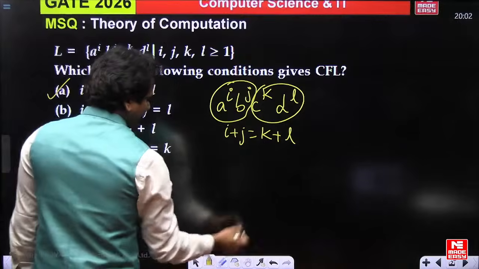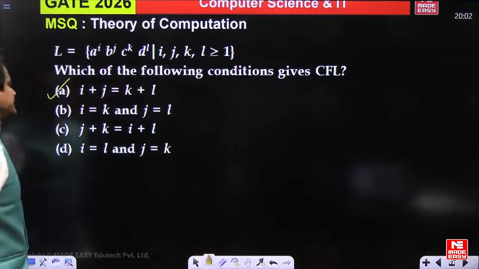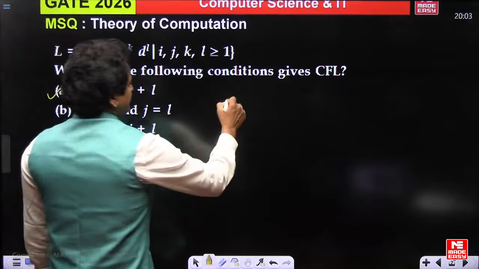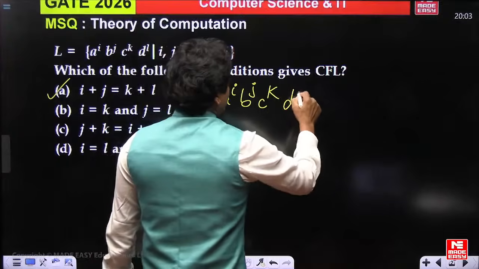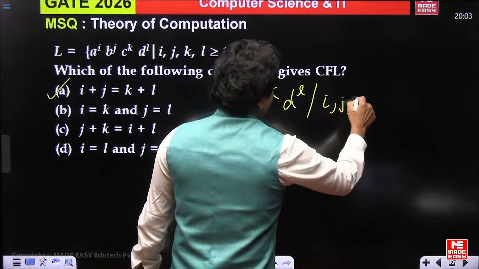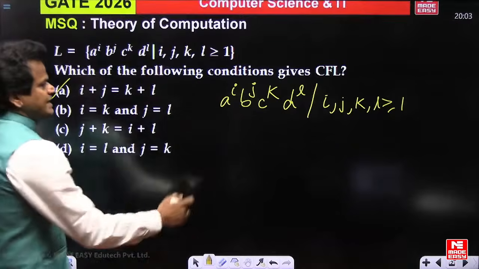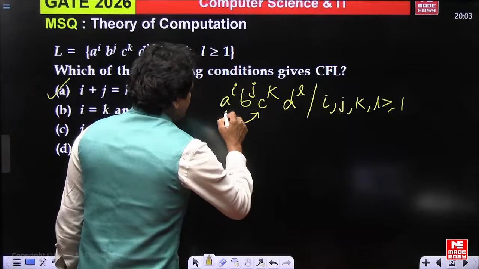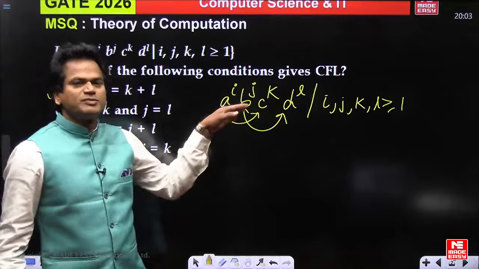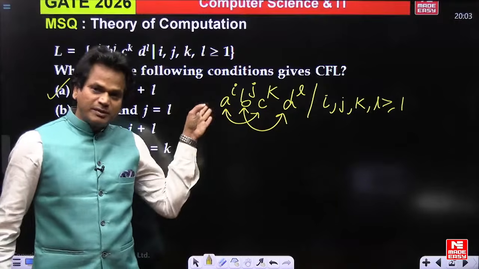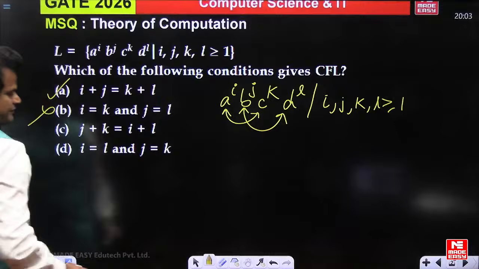This is a CFL. So, option A is CFL. Now, coming to the second question, i equal to k and j equal to l, with a^i b^j c^k d^l. This is an alternating comparison, which is not possible. We push A's, when B comes we pop, when C comes you have to compare with the A's which are at the bottom of the stack, which is not possible. This is not a CFL.